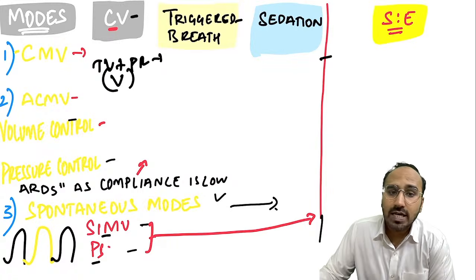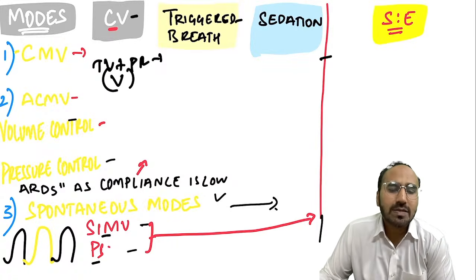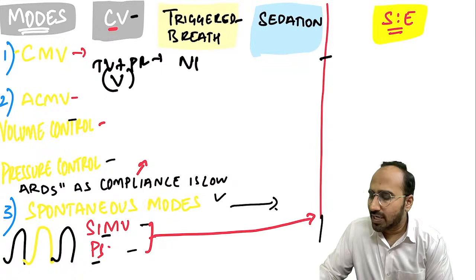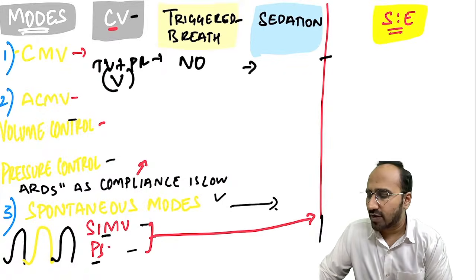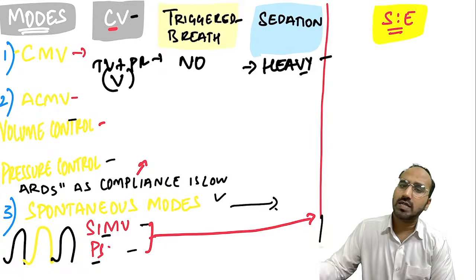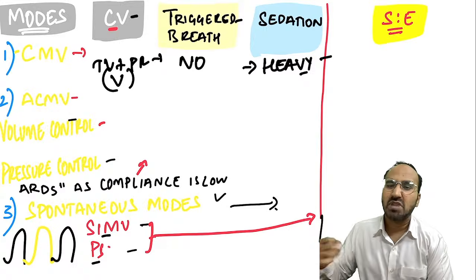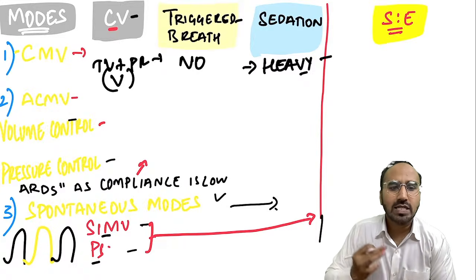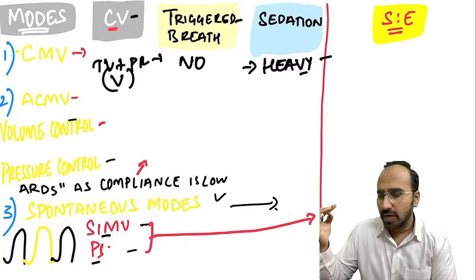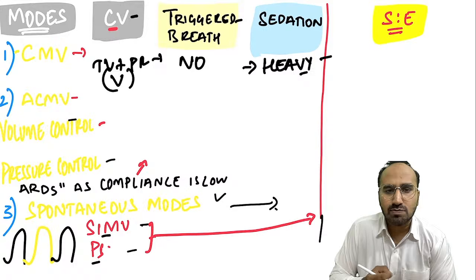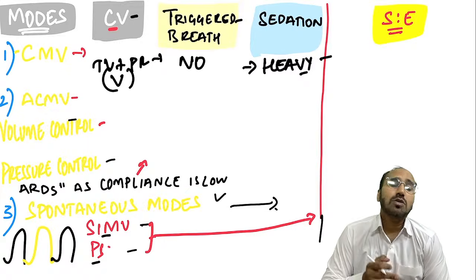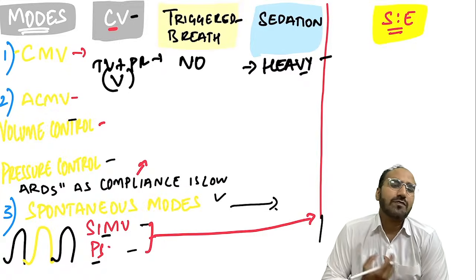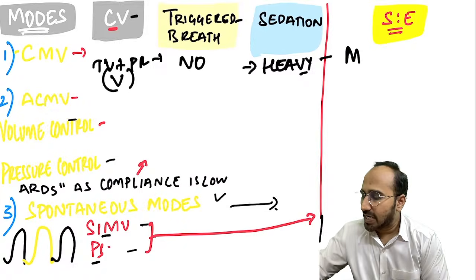Is trigger breathing allowed? No. Trigger breathing means, are you telling the patient to breathe in between? No trigger breathing is allowed. And how is the sedation? In CMV mode, I tell the sister to give very heavy sedation. I don't want the patient to fight with the ventilator. But what will be the side effect? As the patient is on this mode for a longer time, he becomes very lazy and dependent on this mode. Due to this, he is not using his accessory muscles for breathing, and the patient will develop muscle atrophy.